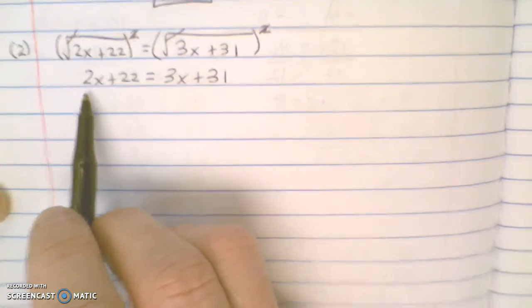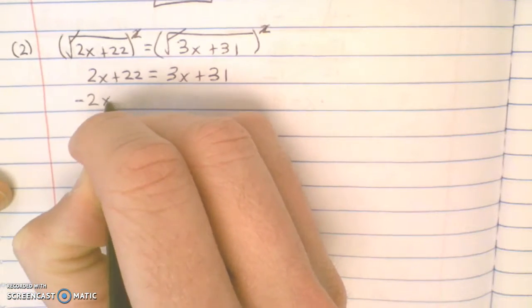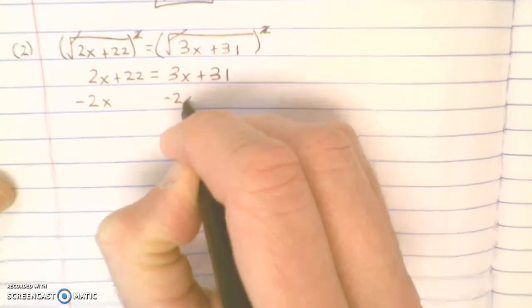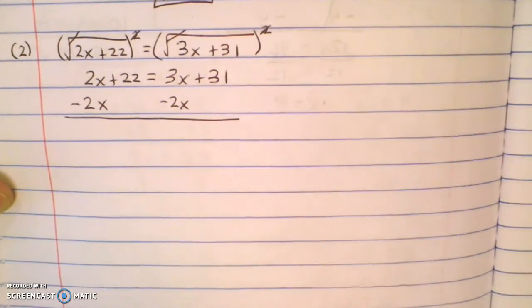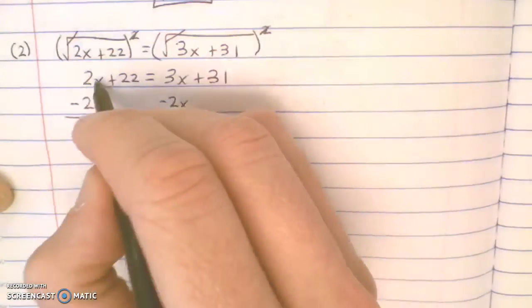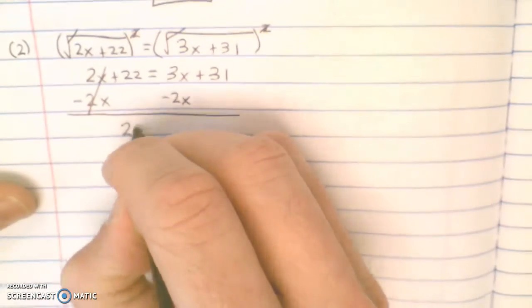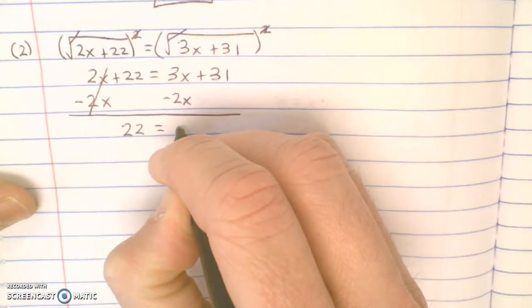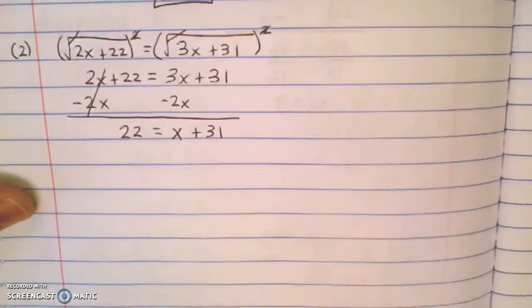So I'm going to undo the x's first, and I'm going to subtract 2x on both sides. If they're not on the same side, we can't combine them. We have to consolidate them and bring them to the other side of the equal sign. So then this 2x cancels with that 2x. I've got 22 equals 3x minus 2x, which is 1x, and then the 31 still stays there.